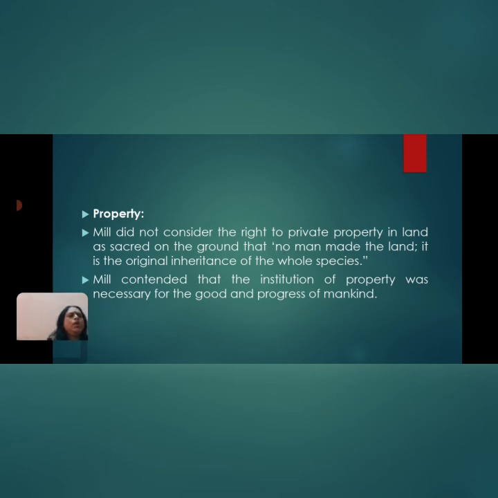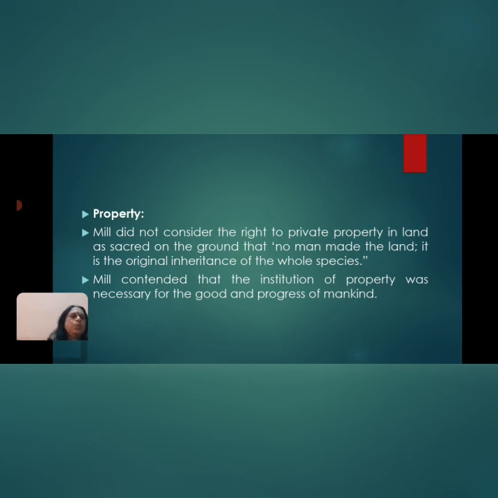And according to him, an individual was entitled to the wealth, was entitled to use his own faculties, and had the right to pass on what was his own to others. So the latter has a right to accept and enjoy the same. Mill contended that the institution of property was necessary for the good and the progress of mankind.